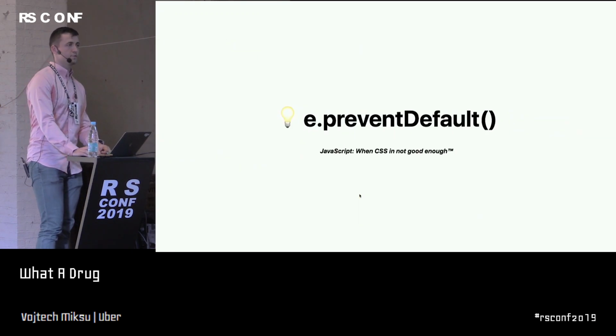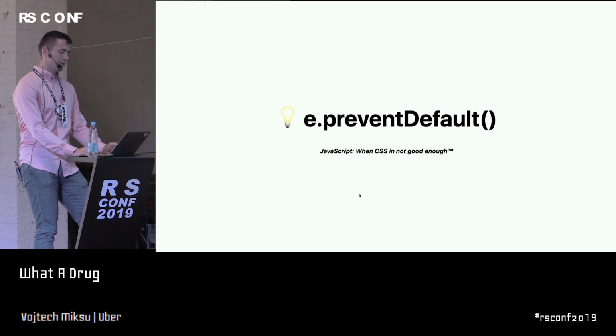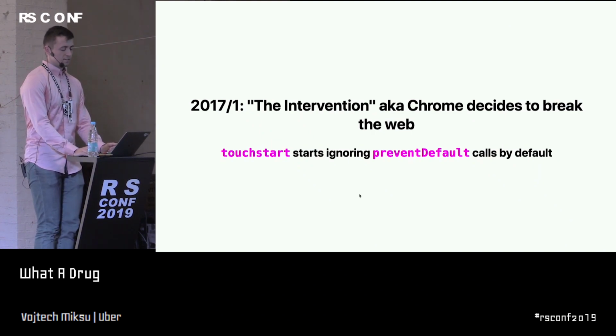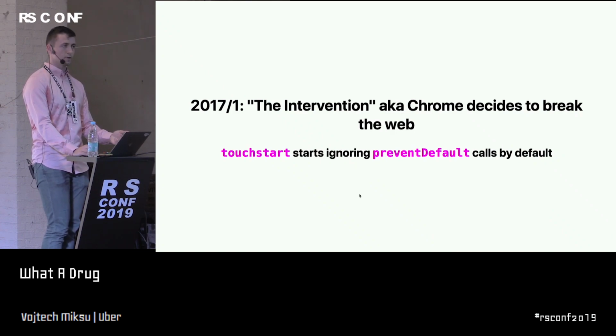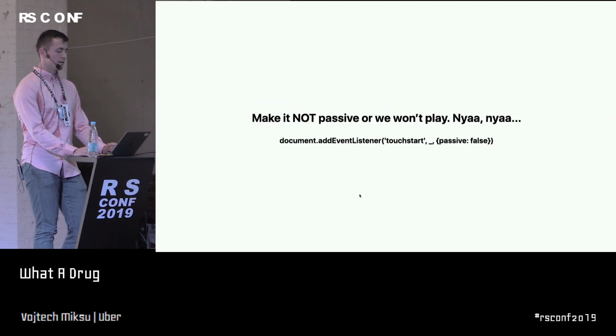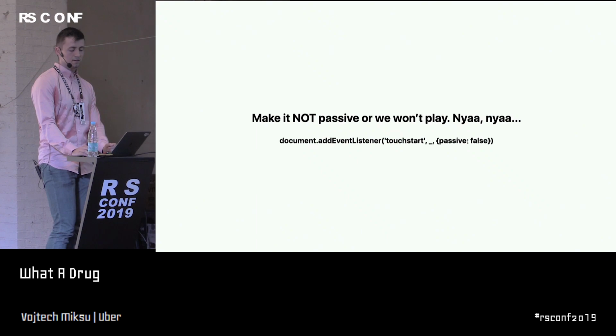If CSS is not good enough, you can use JavaScript. And you can just do touchstart, and you can apply preventDefault to that event. But there is, again, another glitch with this. In 2017, the Chrome team decided to launch an intervention, and they basically broke the web. What was the breaking change? The touchstart started ignoring preventDefault by default. So if you actually want to call preventDefault on the touchstart, you have to make your event listener active, which means using this third optional parameter and setting passive to false.